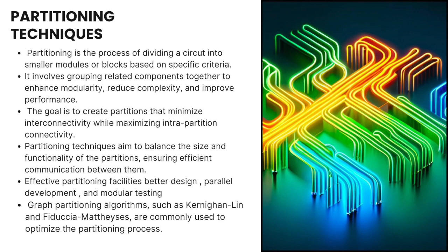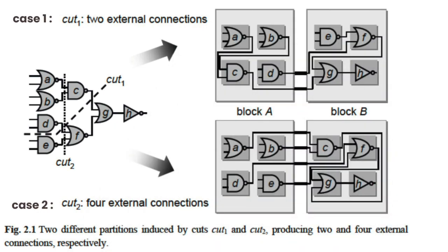Kernighan-Lin algorithm and Fiduccia-Mattheyses algorithm are the most commonly used partitioning algorithms. We will learn the Kernighan-Lin partitioning algorithm in the upcoming section. Let us see this figure to understand partitioning better. Here a simple circuit is given, made from AND or AND NOT gates. In the figure, cut 1 and cut 2 are the cut lines which partition the given circuit into two sections. Here we have taken two cases. For the first case, the cut line is cut 1 and for the second case, the cut line is cut 2.